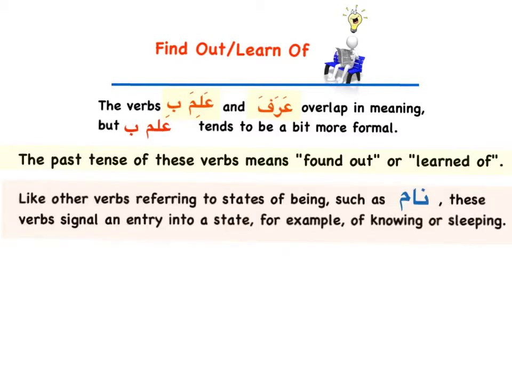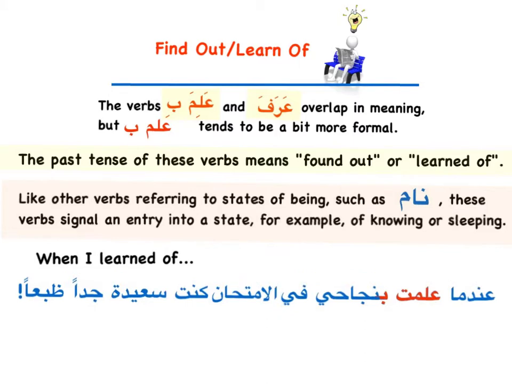Like other verbs referring to states of being, such as nama, these verbs signal an entry into a state, for example, of knowing or of sleeping. So, this changed you from being didn't know to know. I think that's very human. So, how do we use it? We can say it like we say it in English, when I learned of something.